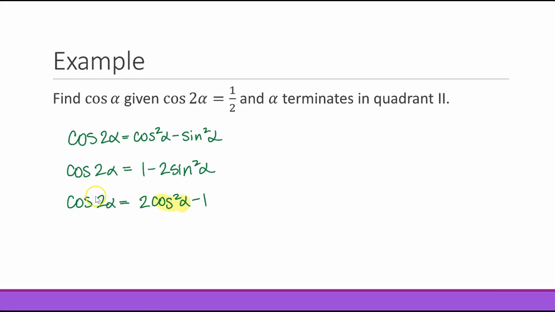And I have cosine 2 alpha, that's 1/2. So over here, I'm going to fill in the left side with 1/2. So the left side, cosine 2 alpha, is equal to 1/2, and that equals 2 cosine squared alpha minus 1. And I'm solving for cosine alpha. So I'm going to add the 1 to the other side. So 1/2 plus 1 equals 2 cosine squared alpha. So 1/2 plus 1 is 3/2.